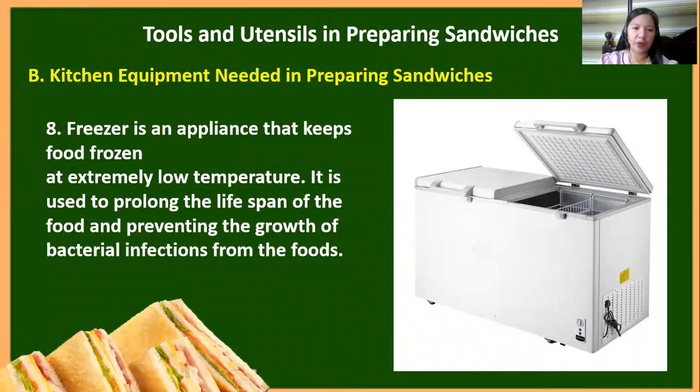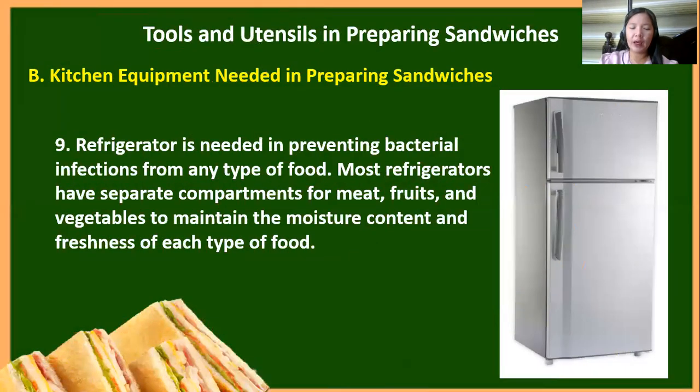And of course, a freezer, an appliance that keeps food frozen at an extremely low temperature. It is used to prolong the lifespan of the food and prevent the growth of bacterial infections from the foods. And of course, the refrigerator, which is needed in preventing bacterial infections from any type of food. Most refrigerators have separate compartments for meat, fruits, and vegetables to maintain the moisture content and freshness of each type of food.